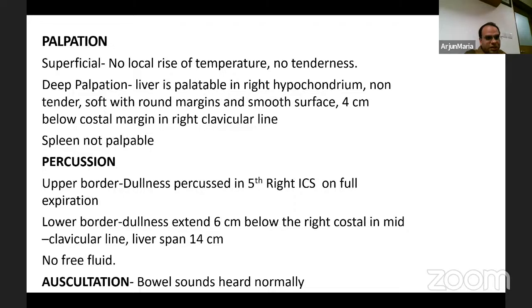Sir, in chronic liver disease the spleen becomes palpable because of a chronic etiology which is causing liver cirrhosis. So if you get a very large spleen, you will also think of an underlying chronic liver disease which is causing these symptoms. Okay, sir.